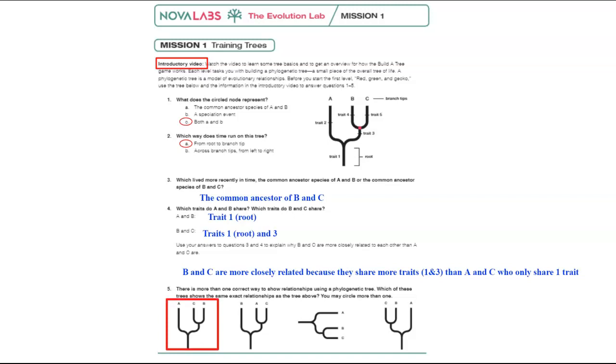So for the similarities, you should have had 1, because you can see that C and B are on the same branch because they have more shared traits together. And 3, again, B and C are on the same branch. 2 you cannot pick because A and C are on there. That's not the paired combination of the shared traits for 1 and 3.